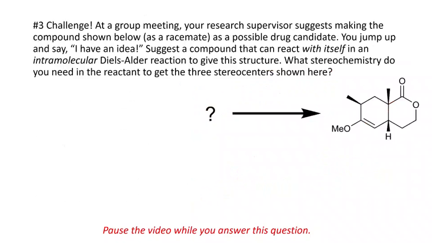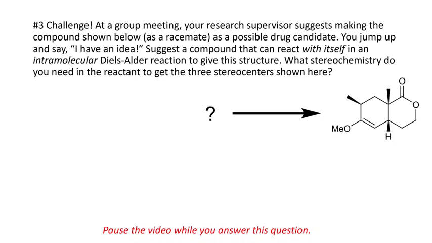One last question. Here's your challenge. At a group meeting, your research supervisor suggests making the compound shown below as a racemate, as a possible drug candidate. You jump up and say, I have an idea. Suggest a compound that can react with itself in an intramolecular Diels-Alder reaction to give this structure. What stereochemistry do you need in the reactant to get the three stereocenters shown here?